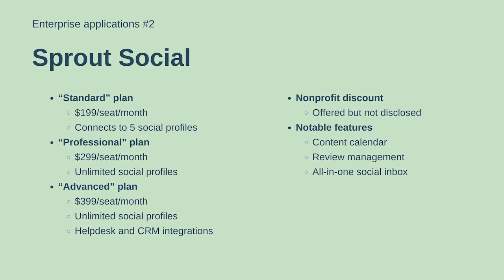Lastly, I'll touch on Sprout Social. This is a popular tool but comes at a steep price point. Their standard tier is offered at $199 per user per month, and the professional tier is $299 per user per month. Their advanced tier is $399 per user per month. Sprout does offer a nonprofit discount, but does not disclose this pricing publicly. Sprout is a costly option, but is a strong enterprise-level contender.